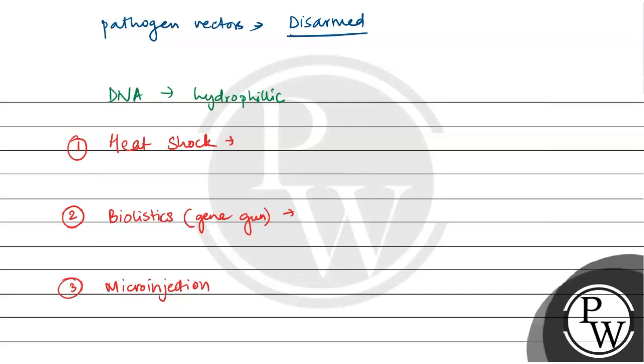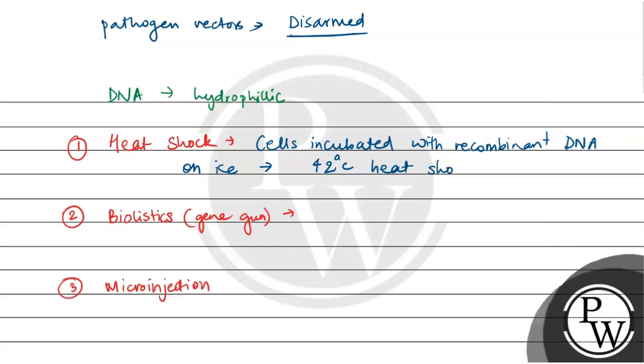So heat shock method में cells are incubated with recombinant DNA on ice. उसके बाद उनको हीट शॉक दिया जाता है 42 डिग्री सेल्सियस पे ब्रीफली. वापस से उनको रिटर्न करा जाता है आइस में. So this basically creates a heat shock which creates pores in the bacteria that take them up.